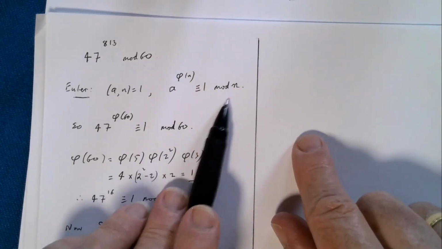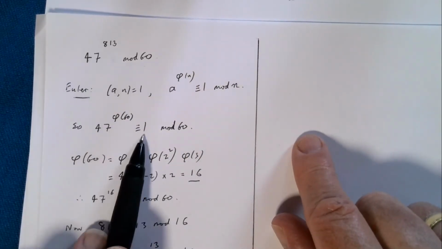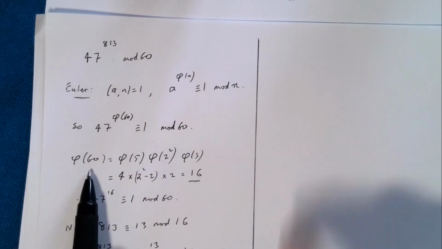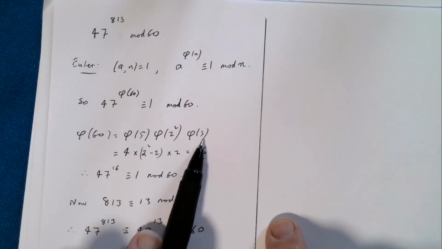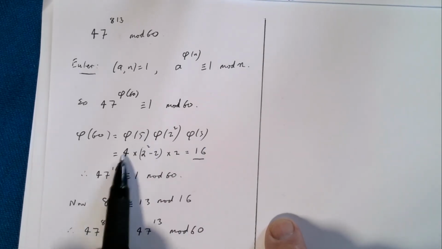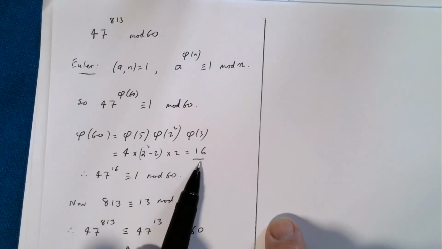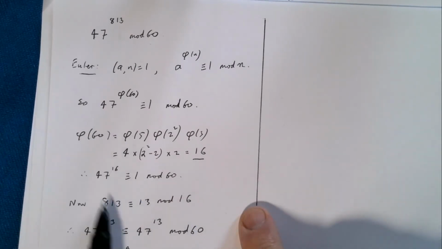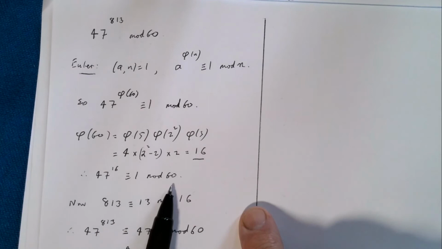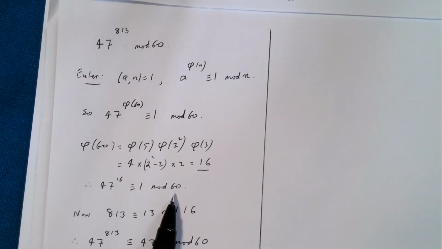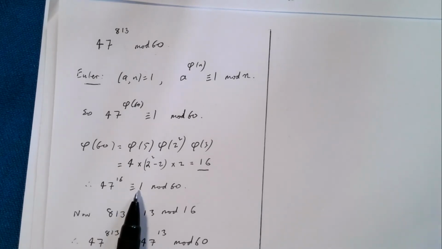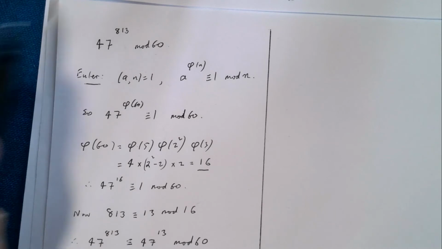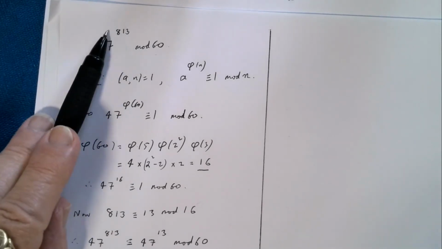So in our example here, 47 to the phi of 60 is 1 mod 60, and I'm going to work out phi of 60. Now 60 is 5 times 4 times 3. So that's phi of 5 is 4, phi of 4 is 2 squared minus 2, which is 2, and phi of 3 is 2, so phi of 60 is 16. So plugging that back into here, we have 47 to the 16 is 1 modulo 60. That is, whenever we see a factor of 47 to the 16, we can just replace it with 1. So the key then to work out this number is to see what 813 is modulo 16.